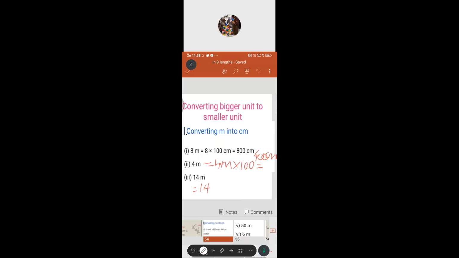14 meters to centimeters. Multiply by 100. Because you are going to add 2 zeros to the multiplicand, the given meters, it becomes 1400. So without fail you have to write the unit: 1400 centimeters. Got it? By this way only.